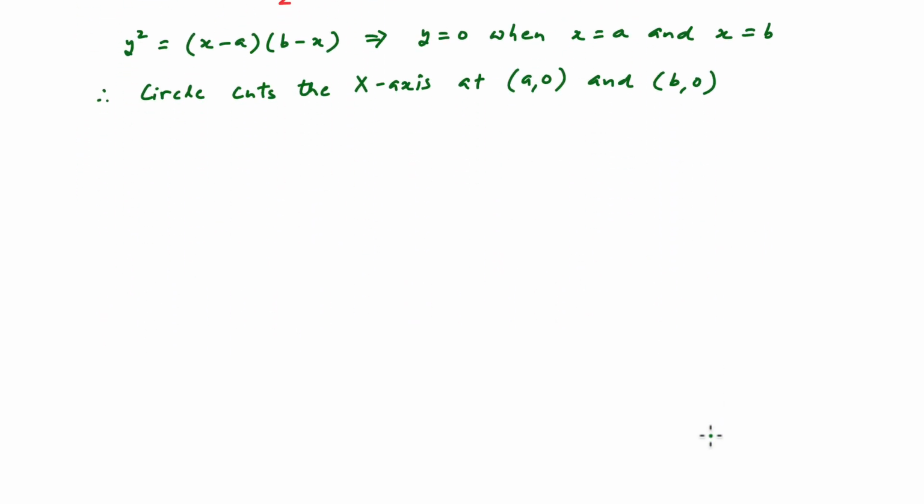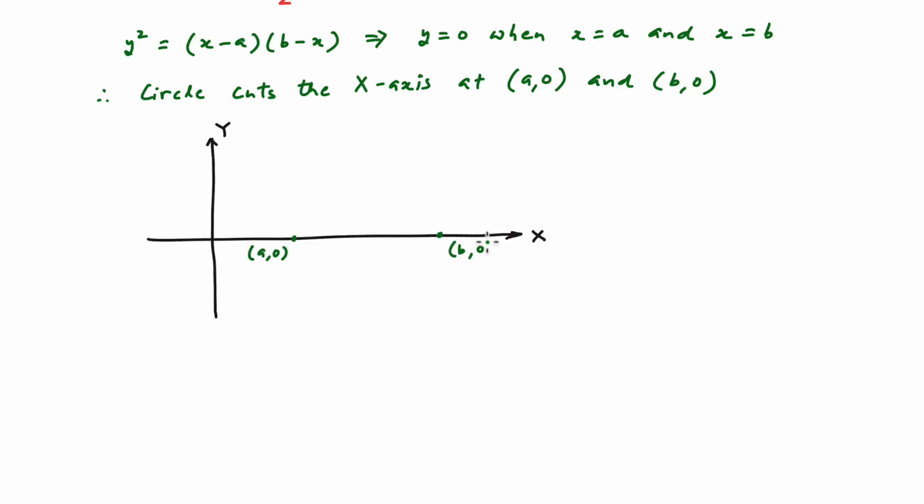We are now in a position to plot this circle on the Cartesian plane. We have the x-axis and the y-axis. We have determined that the circle cuts the x-axis at the point (a, 0) and at the point (b, 0). The center of the circle is the midpoint of these 2 points with coordinates ((b plus a) upon 2, 0). We're now in a position to draw the circle.